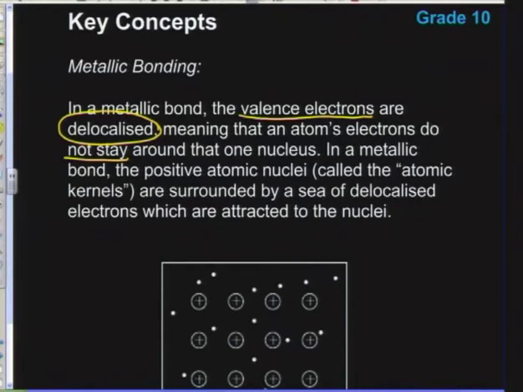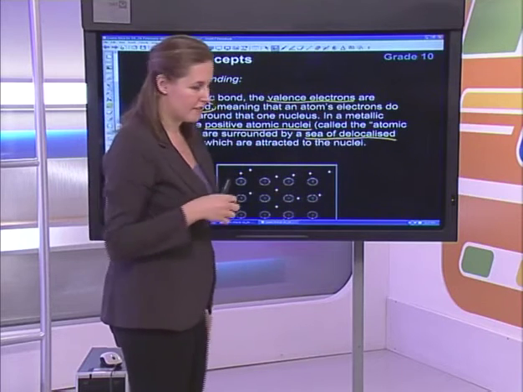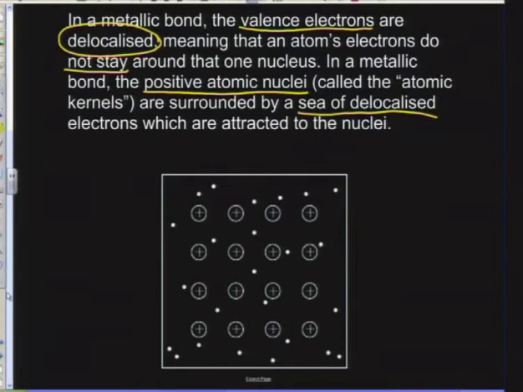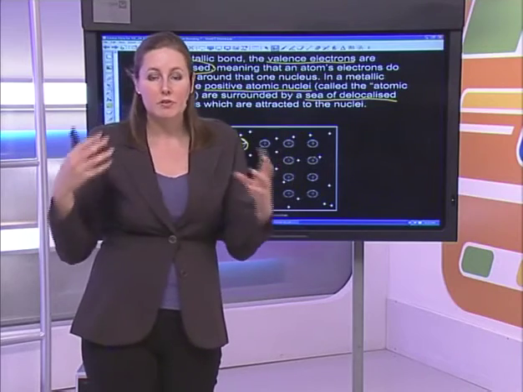In a metallic bond, the positive atomic nuclei, which would often be called the atomic kernels, are surrounded by a sea or a cloud of delocalized electrons, which are attracted to all the nuclei around them. Have a look at the picture. You've got those positive kernels. I'll just highlight one. That's a positive kernel. And notice you've got these electrons that are interspersed around them. They are free to move around them.